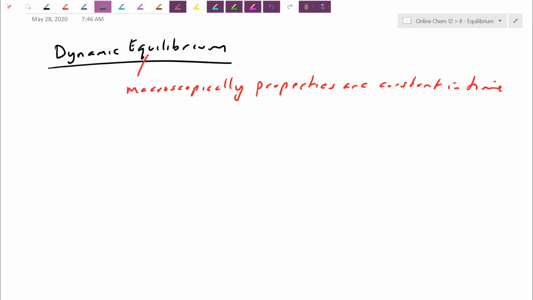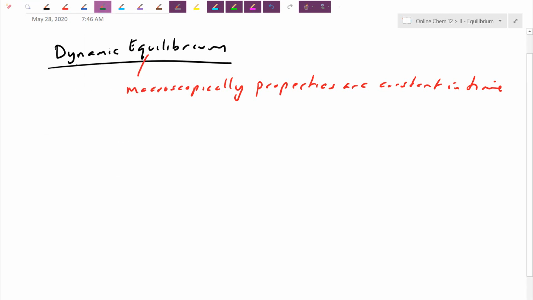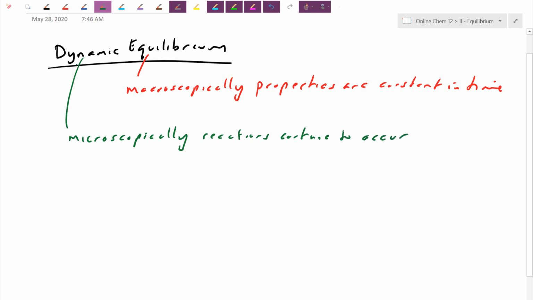However, even though outwardly it looks like nothing's changing here, in chemistry, all of our equilibrium systems are dynamic. Dynamic still implies things are moving, things are actually happening. In this case, although that's happening macroscopically, microscopically our reactions continue to occur. Again, we talked about how can these both be true? How can it be that reactants are becoming products and products are becoming reactants, and yet outwardly nothing changes?